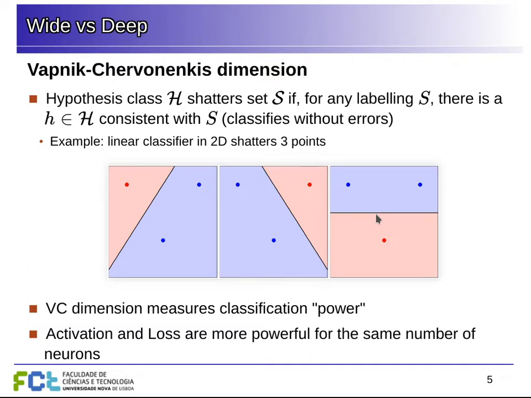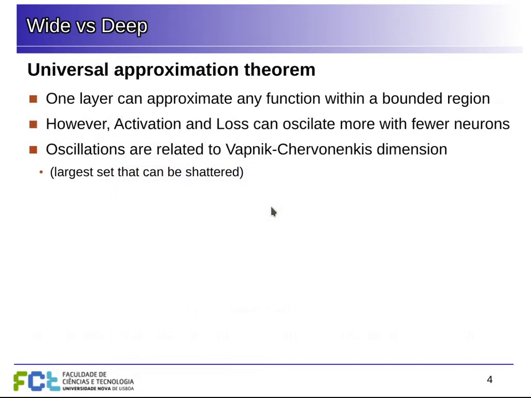So a linear classifier in 2 dimensions shatters 3 points. This is the VC dimension of the classifier. The Vapnik-Chervonenkis dimension is the maximum number of points in the set that can be shattered by our hypothesis class. So the more ability our model has to make these kinds of cuts, the greater the VC dimension.